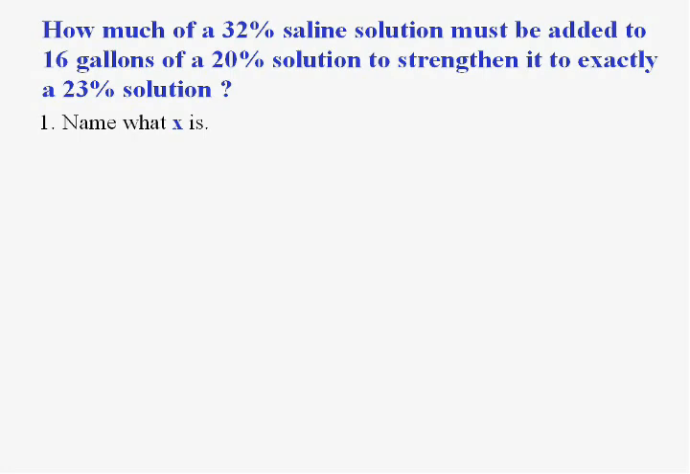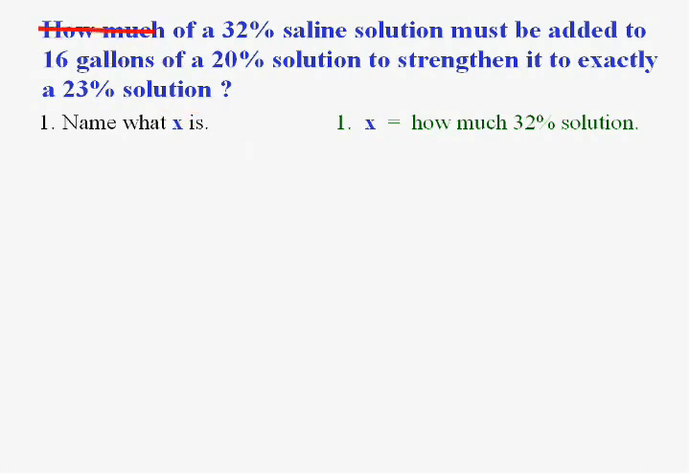As always, the first step is to name what X is. What do we want to know? We want to know how much 32% solution. So X is how much of the 32% solution, not the strength of it, but how much of it, which in this case is going to be gallons.